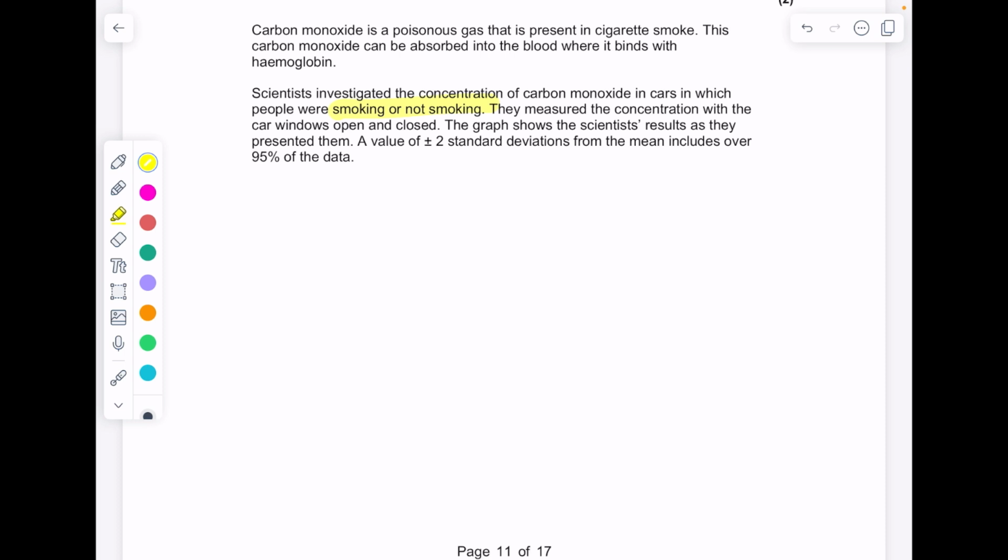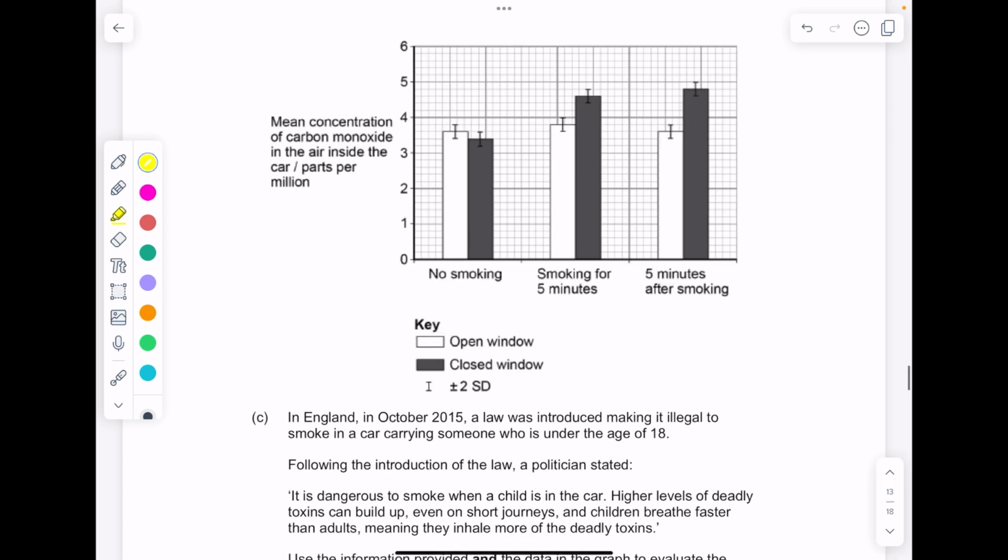A value of plus or minus 2 standard deviations from the mean includes over 95% of the data. So on the y-axis we have the mean concentration of carbon monoxide in the air inside the car. And then we have no smoking versus smoking for 5 minutes and 5 minutes after smoking, as well as the key showing the white bars represent an open window and the grey bars represent a closed window. And here these error bars represent plus or minus 2 standard deviations.